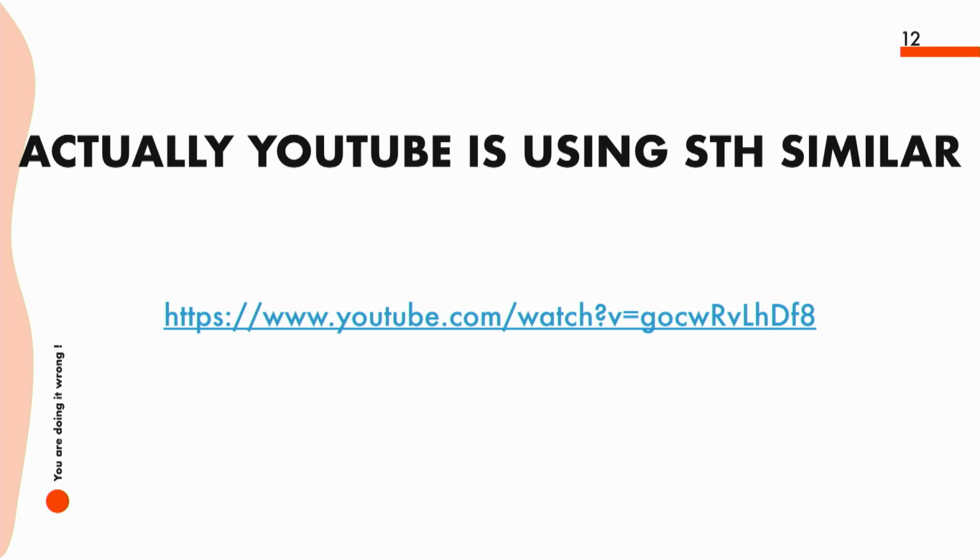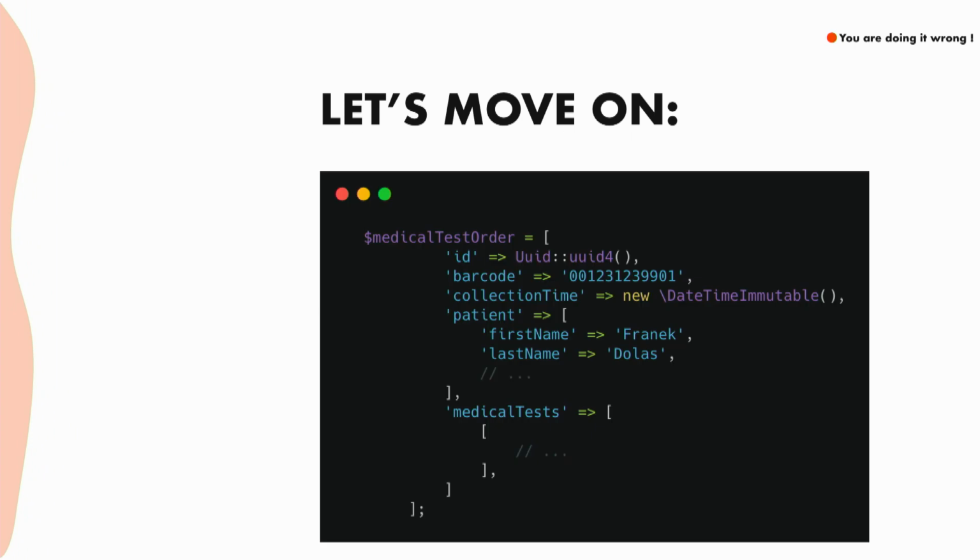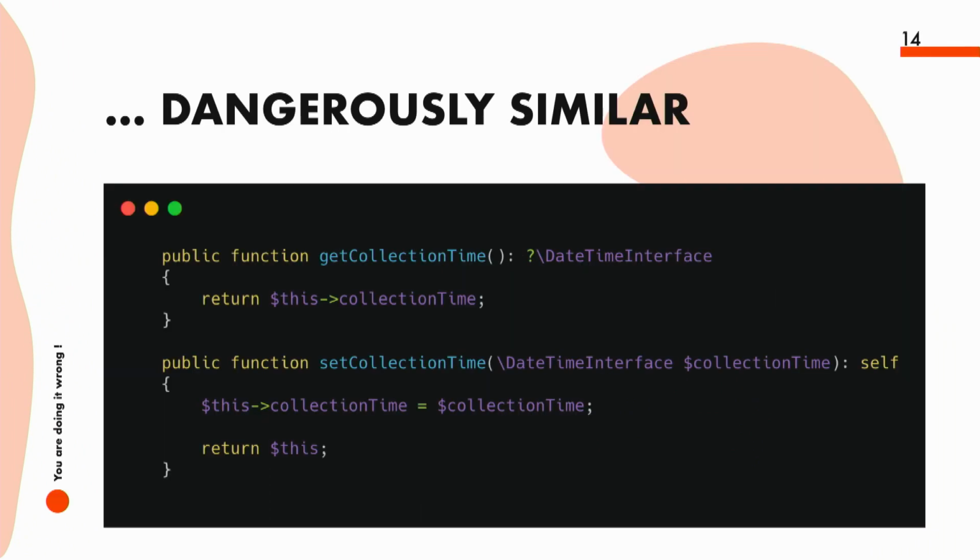Okay, so we talked about the ID. Let's move on. We have this entity. This entity has setters and getters. So basically, we end up with something like this. We have an associative array, which is dangerously similar to our class. We can change the state at any time, as with the array. The only thing we have that an array doesn't give us is that we have the IDE to help us type. But actually, this data structure doesn't introduce anything new.